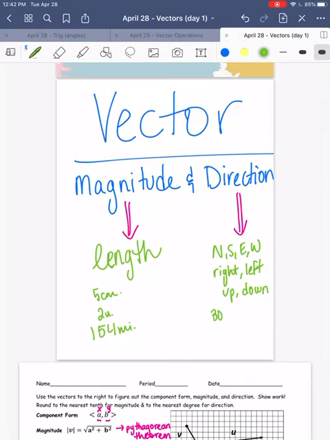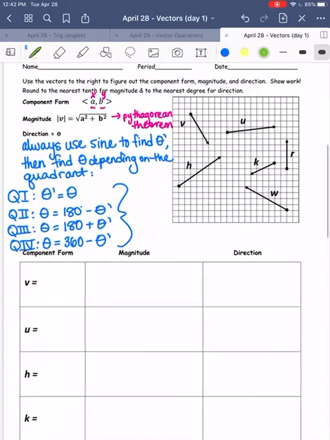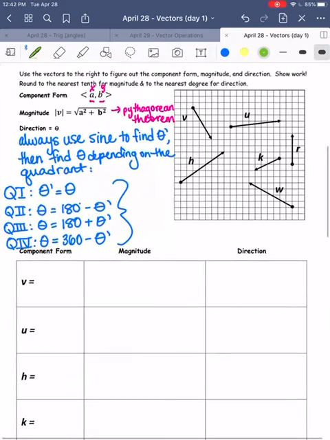So 30 degrees, we could draw it something like that. We could say 300 degrees, which would be something like that. Degrees is something that we're used to, and we're used to doing right triangle trig. And so that's what we're going to stick with as we work with vectors. Okay, so today we're going to look at 3 vocabulary words. We're going to look at component form, magnitude, and direction.